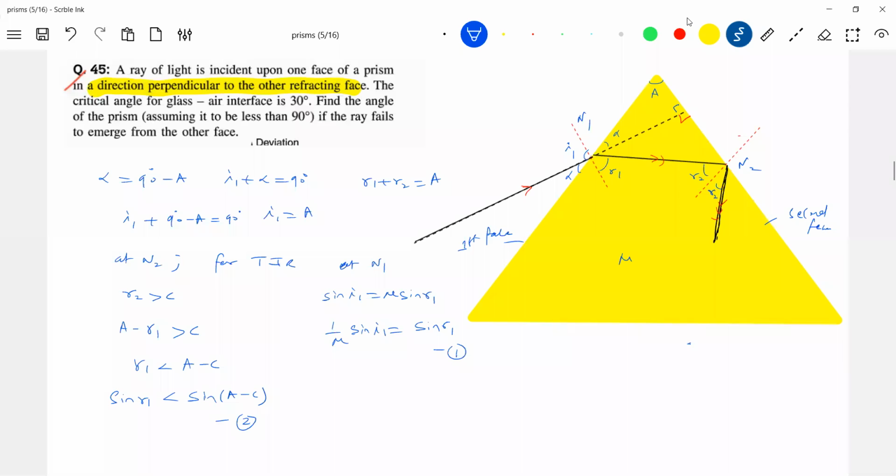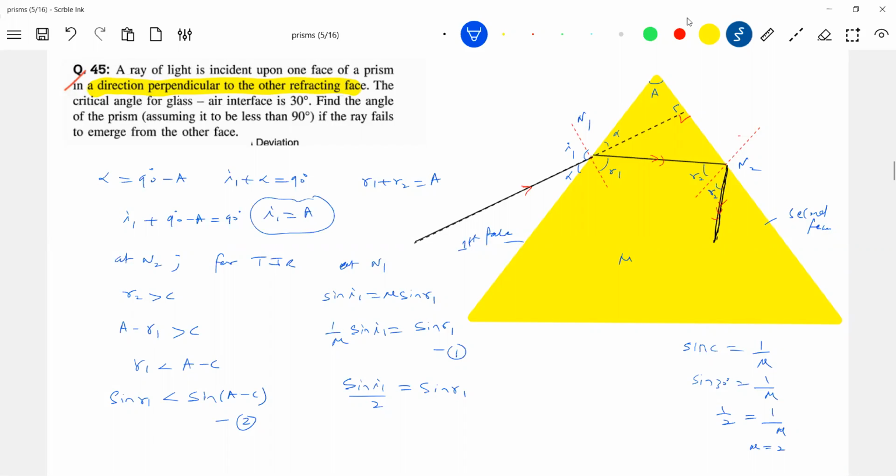I'll write it in this one. Sine of the critical angle should be equal to 1 by mu. And so what is this? This should be equal to sine 30 degrees. Okay, directly take care of this. So this will become sine I1 by 2 equal to sine R1. And I1 is equal to A, no? So you substitute that.